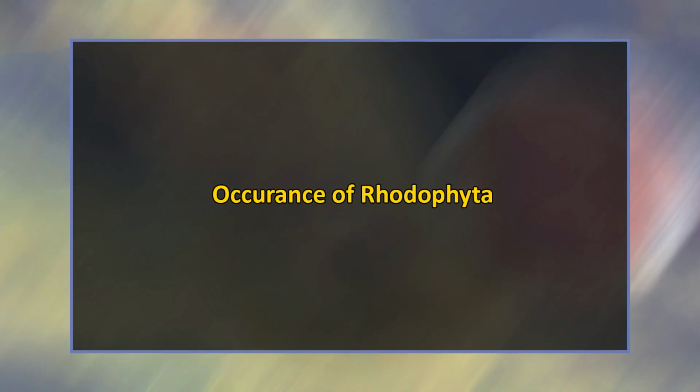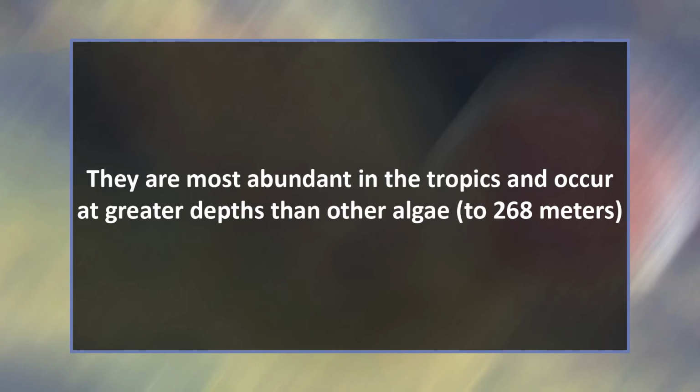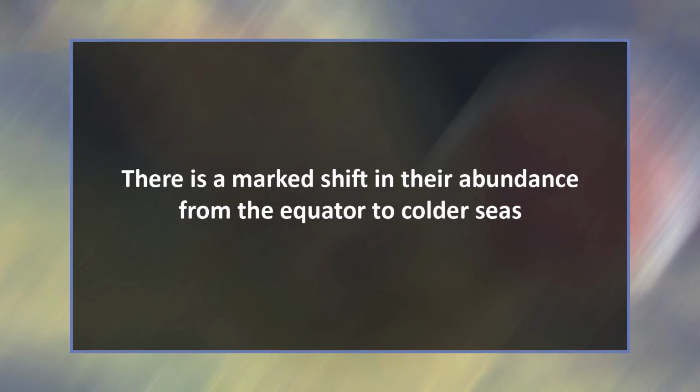Rhodophyta inhabit prevalently marine ecosystems, but they are also present in freshwater and terrestrial environment. Now let us see the occurrence of Rhodophyta. Red algae are mostly marine, although some freshwater forms, less than 100 species, are also found. They are most abundant in the tropics and occur at greater depths than other algae, up to about 268 meters. There is a marked shift in their abundance from the equator to colder seas. There are 10,000 described species of red algae worldwide, most marine, 3% freshwater.